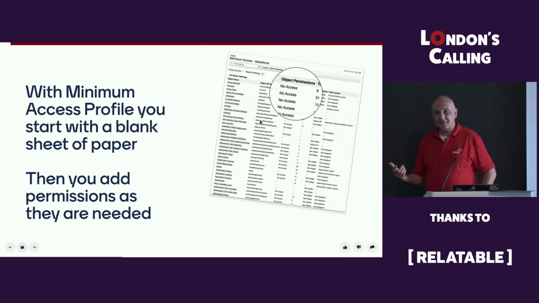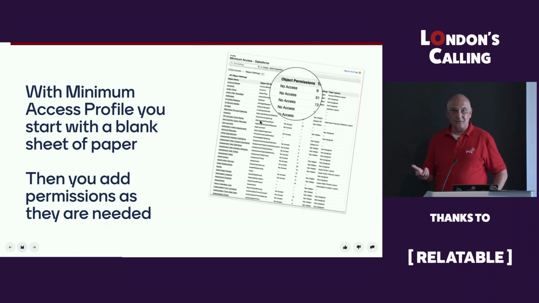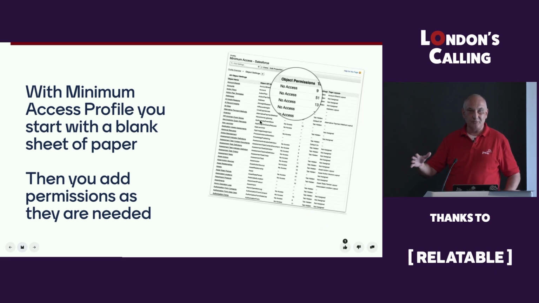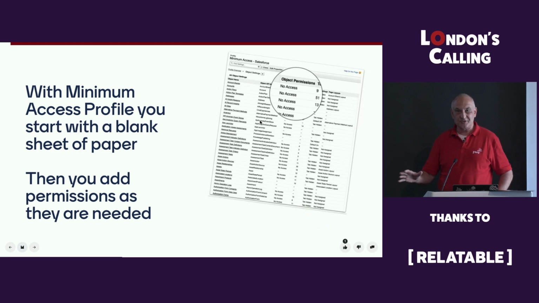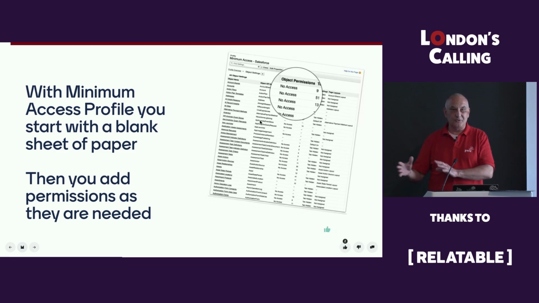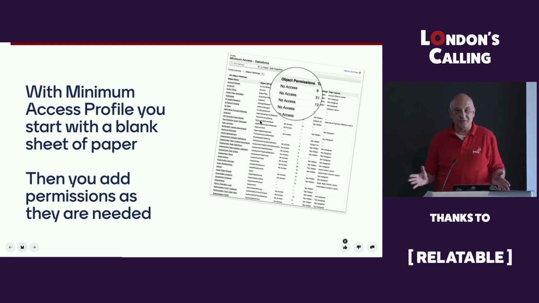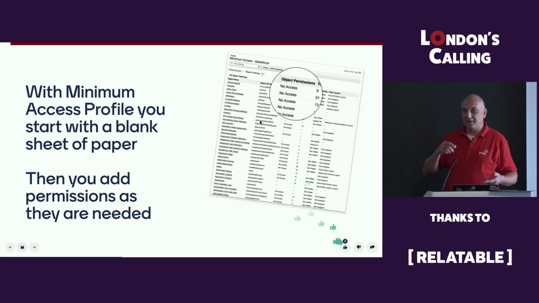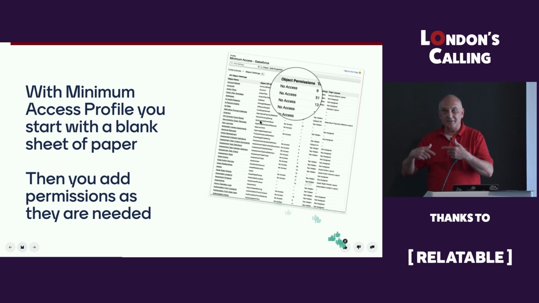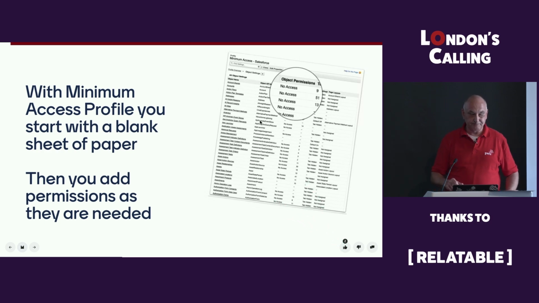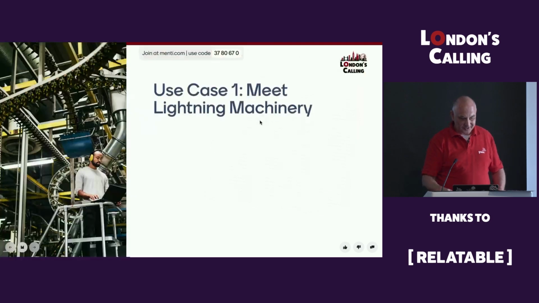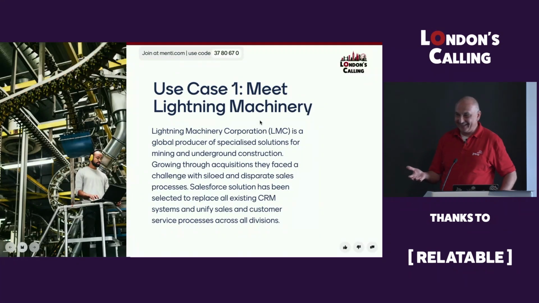Because if you do this, then you start your project with a blank sheet of paper. You start with the minimum access profile, no permission sets. So this is your principle of least privilege. You just don't give anything to the user. And as you start developing the functionality, you add those permissions to the permission sets. But the question is how to do it.